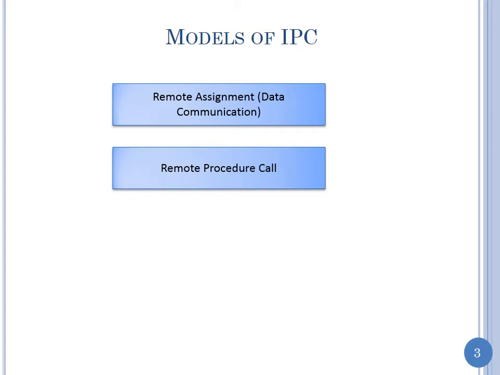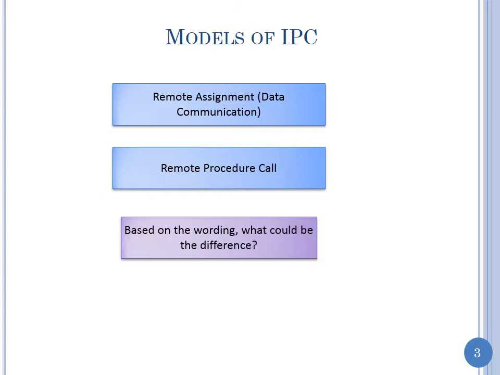Remote procedure calls are a form of message passing. So they are different from whatever is not remote procedure call. You can talk of that as data communication, or I'm going to call that remote assignment. These are the terms I'm going to use. Before I start defining them, let's see what they might mean to you. Based on the wording, what could be the difference? This is hopefully not a very hard question, but it's good to think about this before we actually study a remote procedure call.